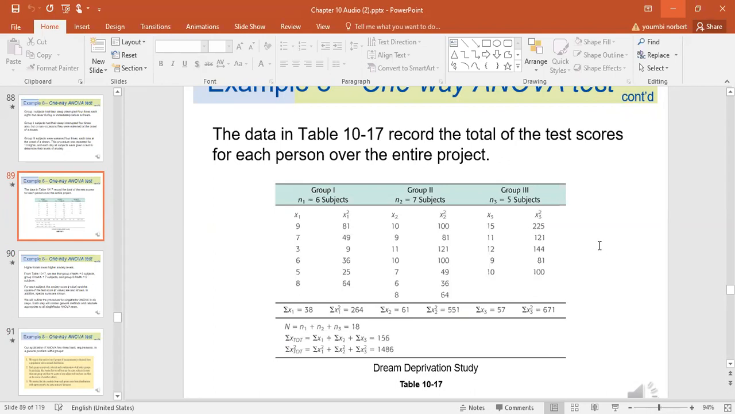So we want to recall also that the sum of x minus x bar squared is equal to the sum of the x squared minus the square of the sum of x divided by n. So we are going to use those. So when we say the sum of the x total, it means we add every number, sample 1 plus sample 2 plus sample 3, all the total, and then we do the sample square.